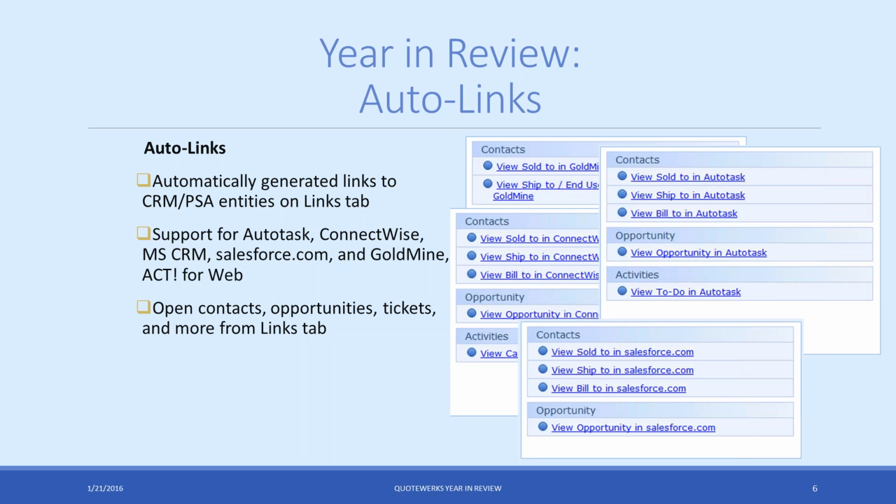QuoteWerks will actually create a link directly to that entity in your CRM or your PSA, so you can go right to that system. So you don't have to actually do a search for the opportunity that you're working on or do a search for that contact. You can just click on the link and you'll be able to select that directly from the Links tab. So, nice little feature to have, and it's something I'll show you today. We'll use one of the CRMs so you can see how that would work.